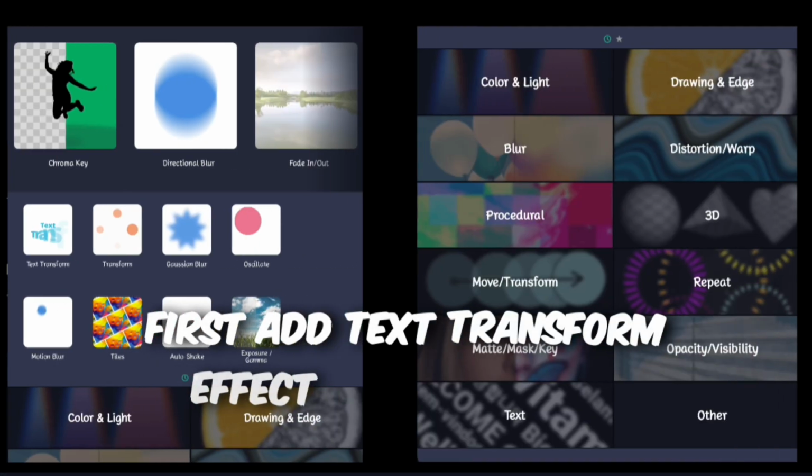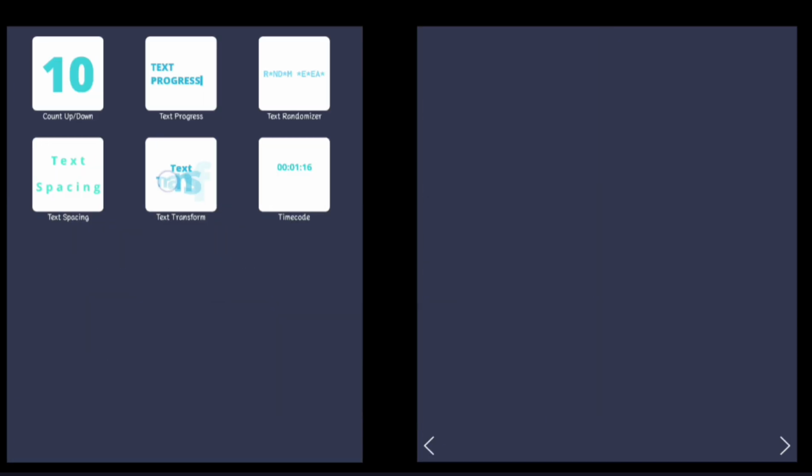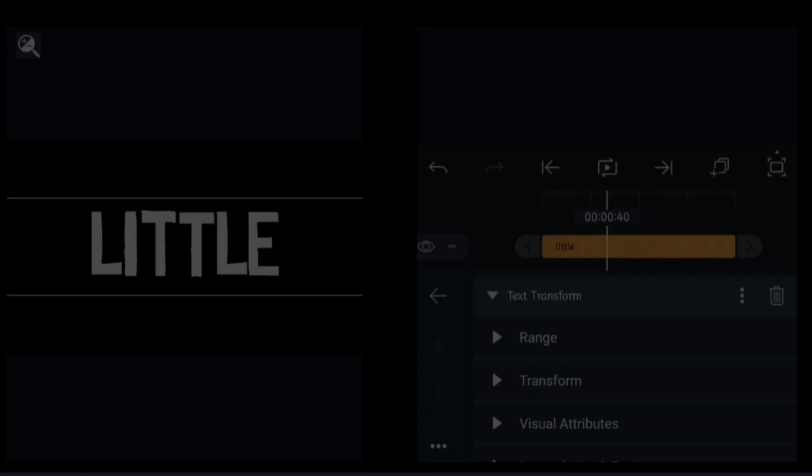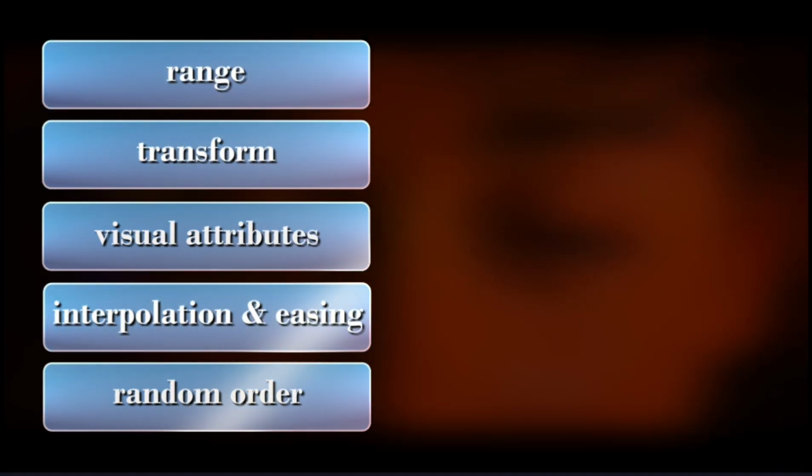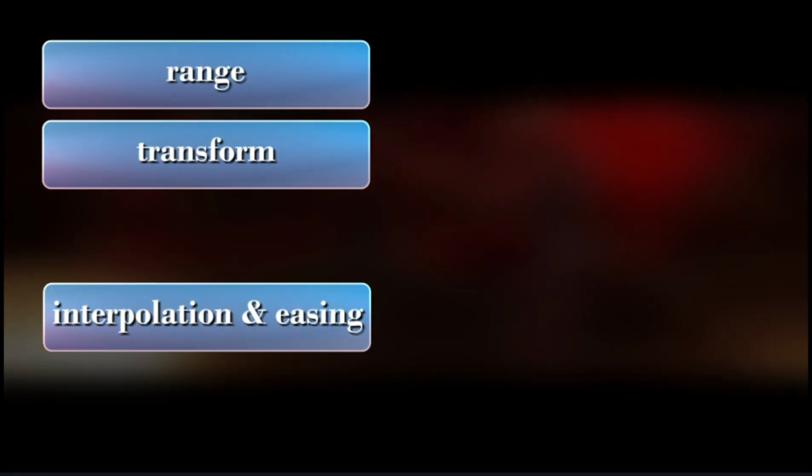First, add text transform effect into your text. There are 5 options in text transform effect. We'll be using 3 of them to make this animation.